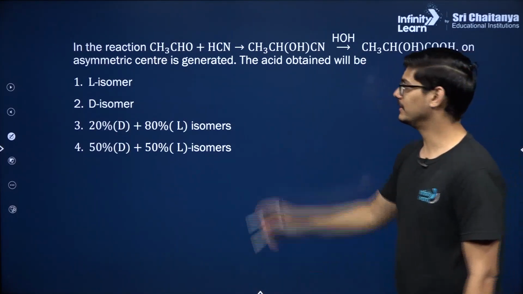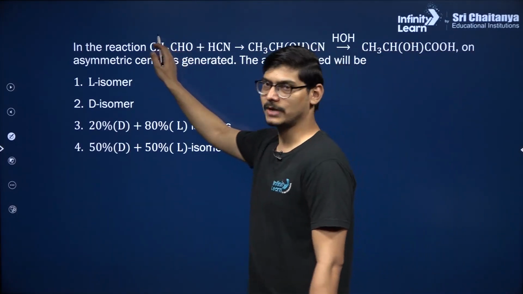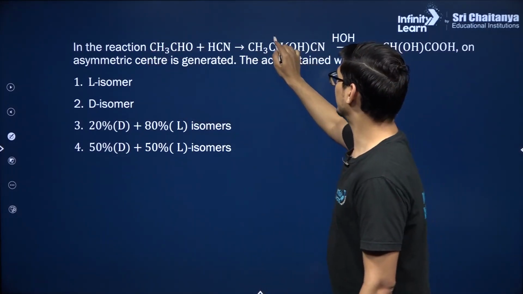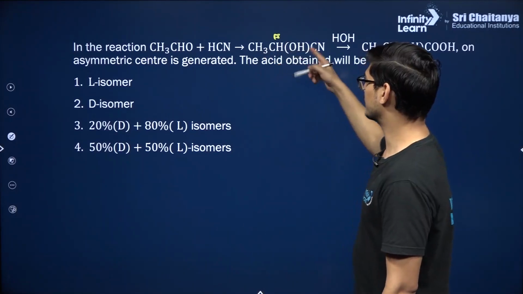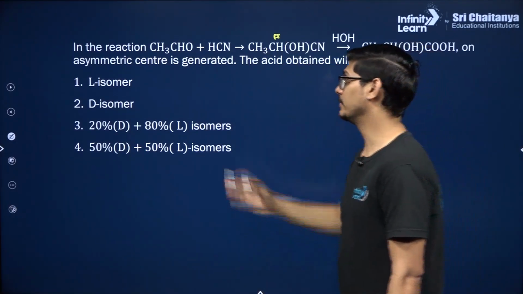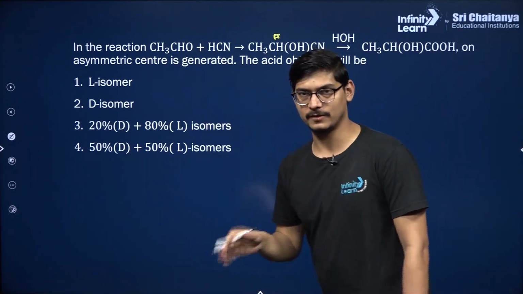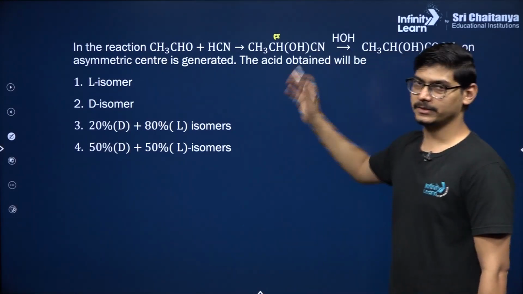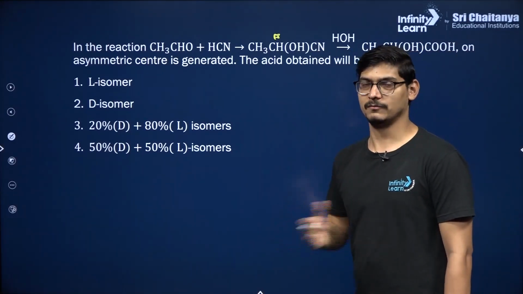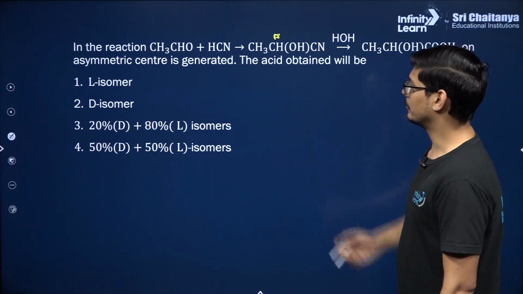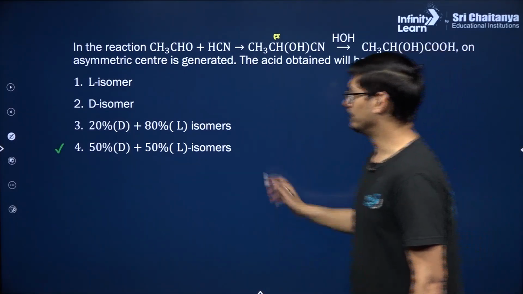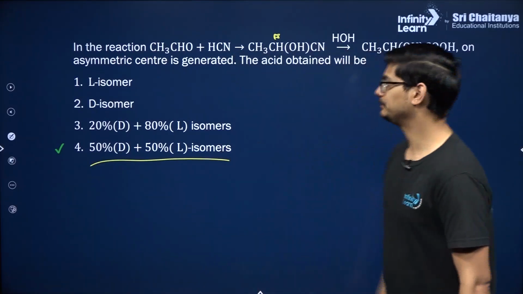In the reaction between CH3CHO, you can see that there is no chiral center here, but yes, here we have a chiral center because this tetrahedral carbon is bonded to methyl, hydrogen, OH and cyano group. Now always remember, if the reactant is achiral, it does not have a chiral carbon, but the product contains a new chiral carbon, it is always a racemic mixture, a 1:1 mixture of the two enantiomers, right? So here the acid obtained will be a 50-50 mixture of D and L.